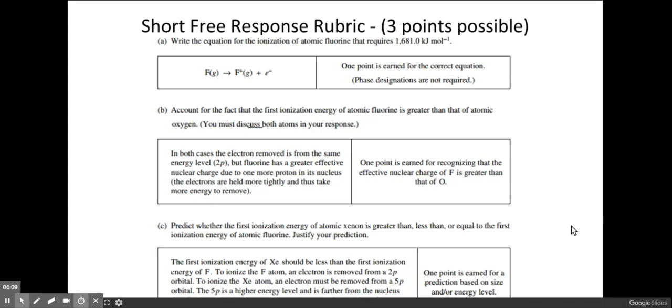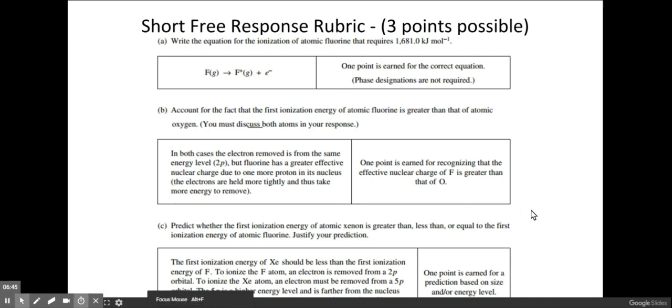And for C, predict whether the first ionization energy of atomic xenon is less than, greater than, or equal to the first ionization energy of atomic fluorine. So that's that blank space or the question mark in our table, and justify it. So 1 point is earned for a prediction based on size and or energy level. Unfortunately, in this presentation mode, some of that rubric is being cut off. So I'm going to have to take a look at this and see what else is in the rubric.